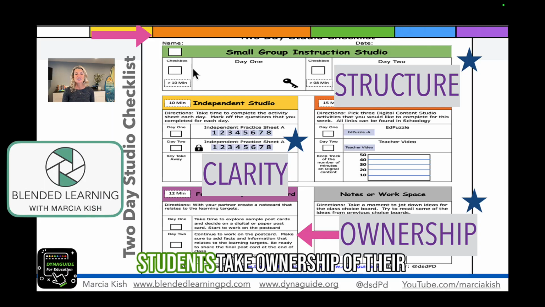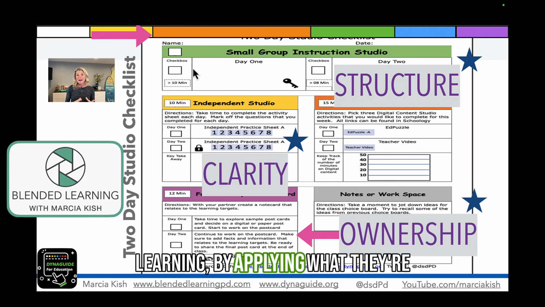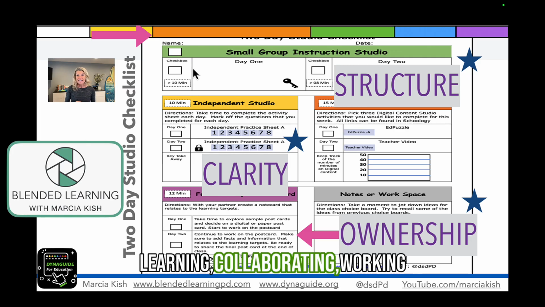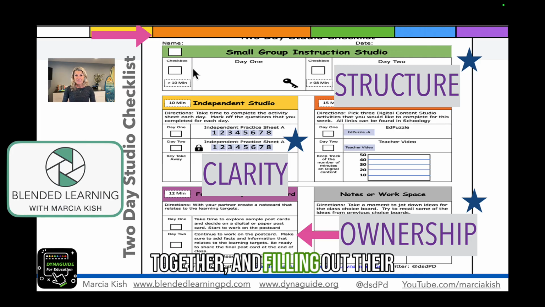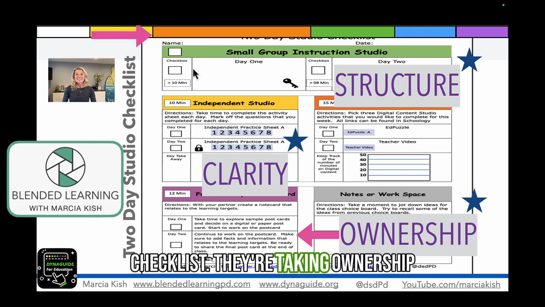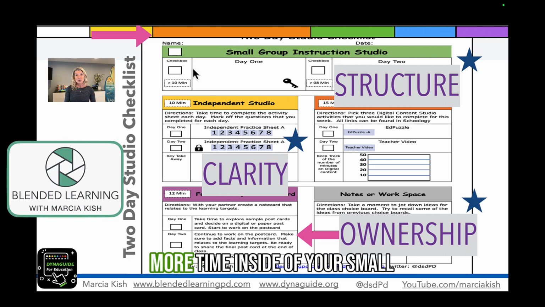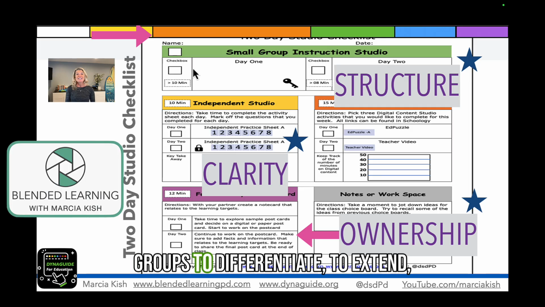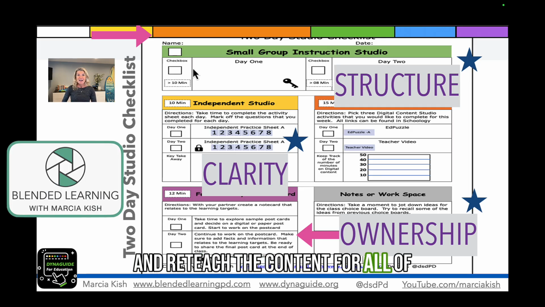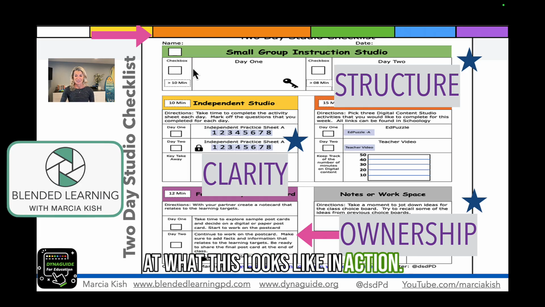And the other thing is the students take ownership of their learning by applying what they're learning, collaborating, working together, and filling out their checklist. They're taking ownership of the learning. And what does that mean? That means you'll have more time inside of your small groups to differentiate, to extend, and reteach the content for all of your students. So let's take a look at what this looks like in action.